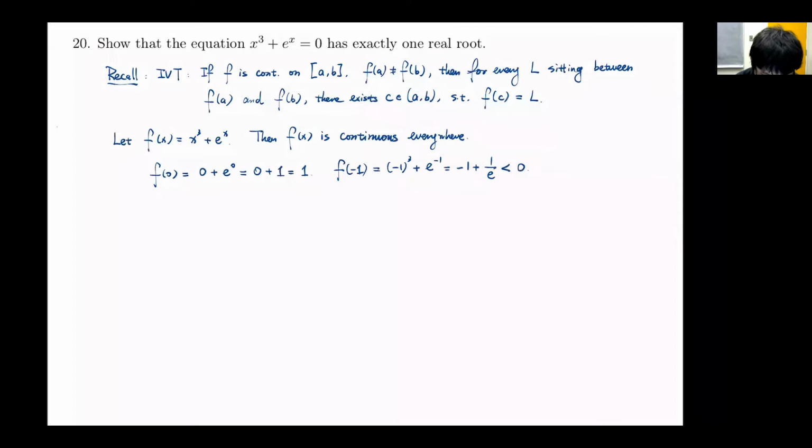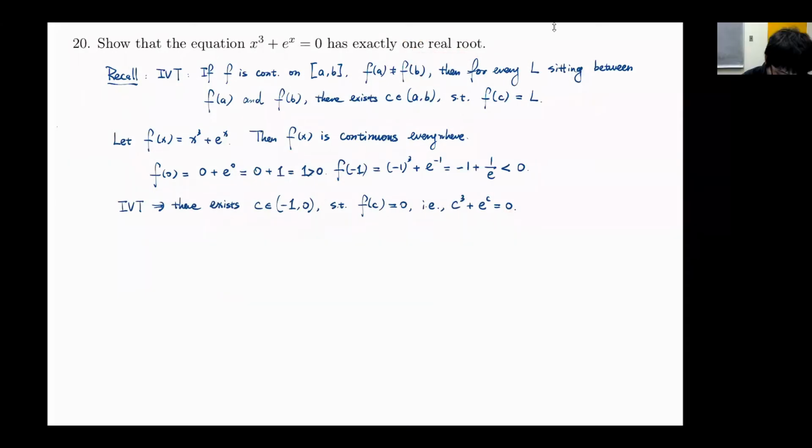This way, we see that f of 0 is greater than 0, but f of -1 is less than 0. So the intermediate value theorem implies that there exists some number c between -1 and 0 such that f of c equals 0. In other words, c cubed plus e to the c equals 0. Therefore, we located one real root, namely c. This part solves the problem that there exists a root.